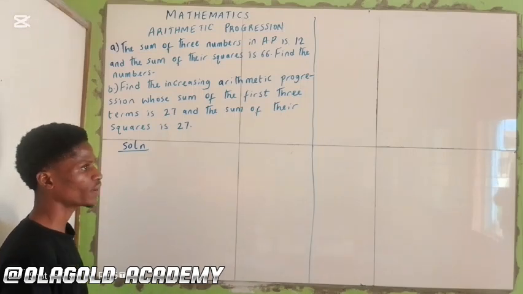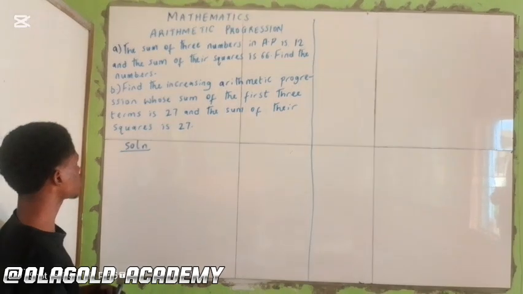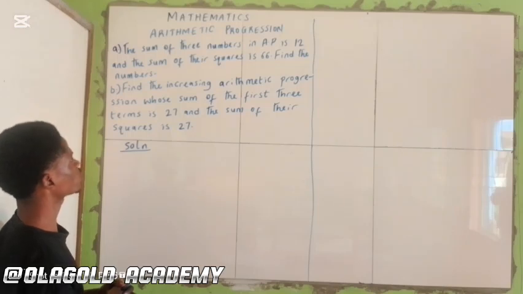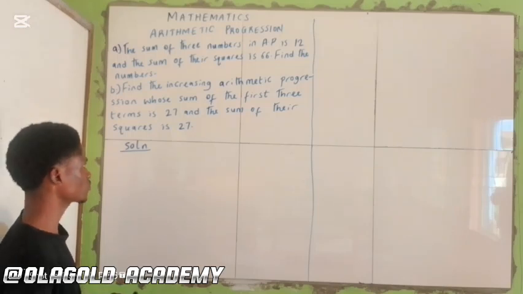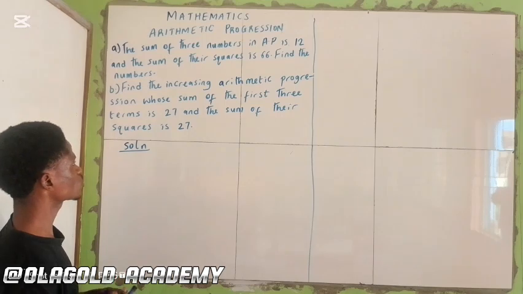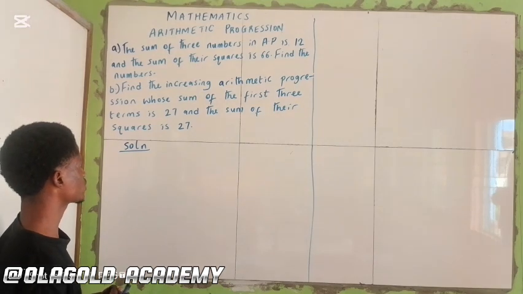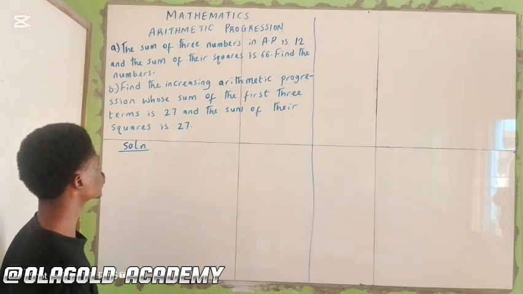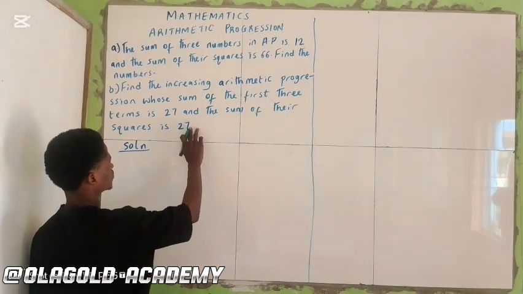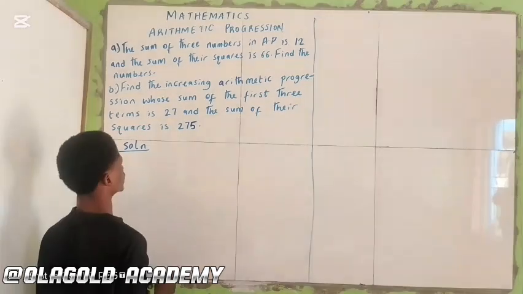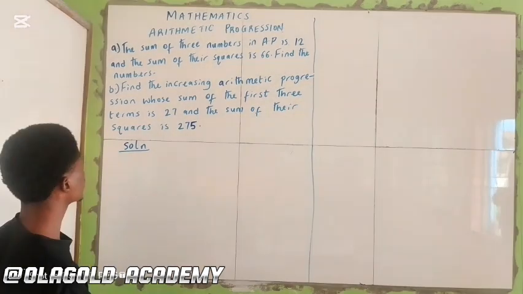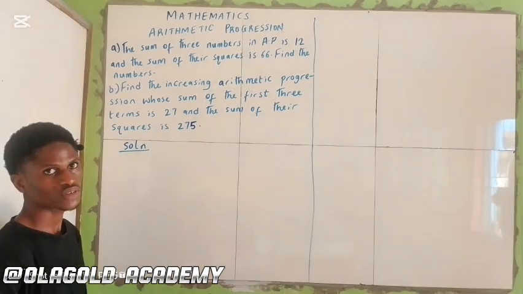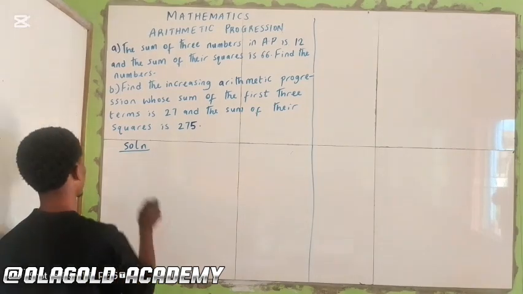Find the numbers. Question 2 says, find the increasing arithmetic progression whose sum of the first three numbers is 27 and the sum of their squares is 275. Okay, now let's go about solving the question. Part 1.